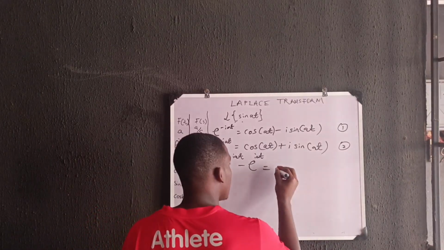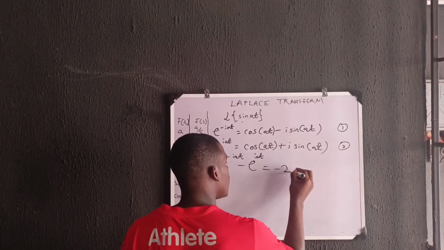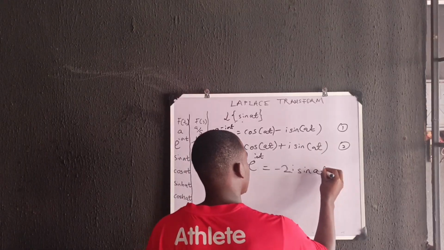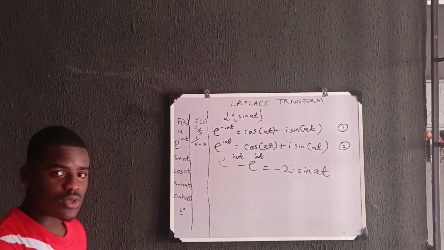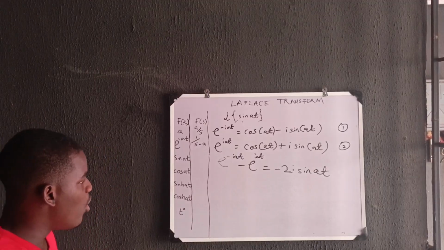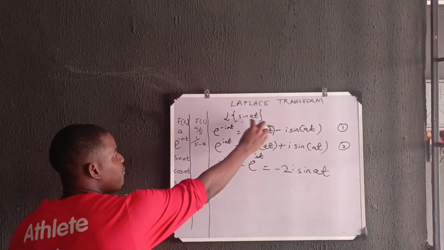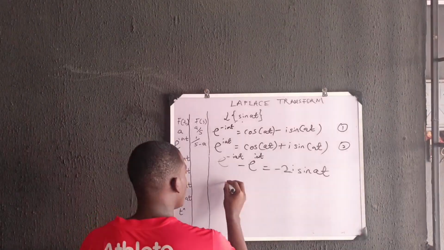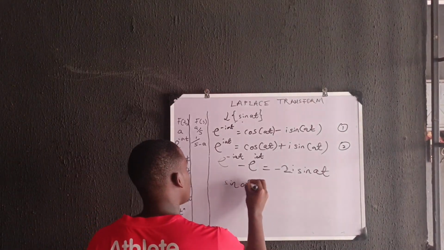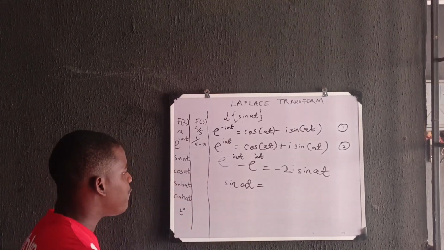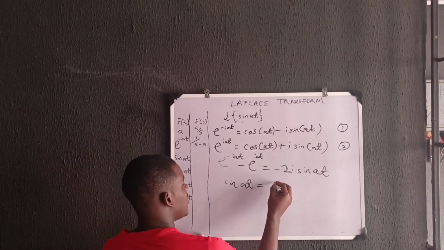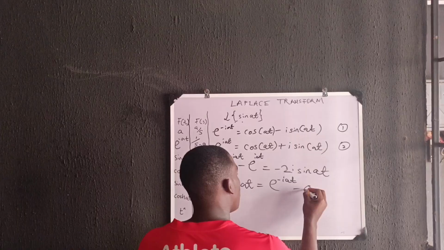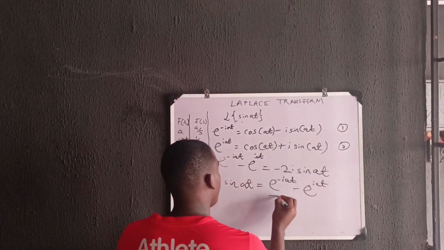We are going to have this minus 2i sine of what? at. So this is what we have. Now, what are we going to do? We are going to make sine at the subject of the formula, so we can start the Laplace transform. We are then going to have sine at on our left hand side so it will look more official and tantalizing. It's going to be e power negative iat minus e power iat all over what?